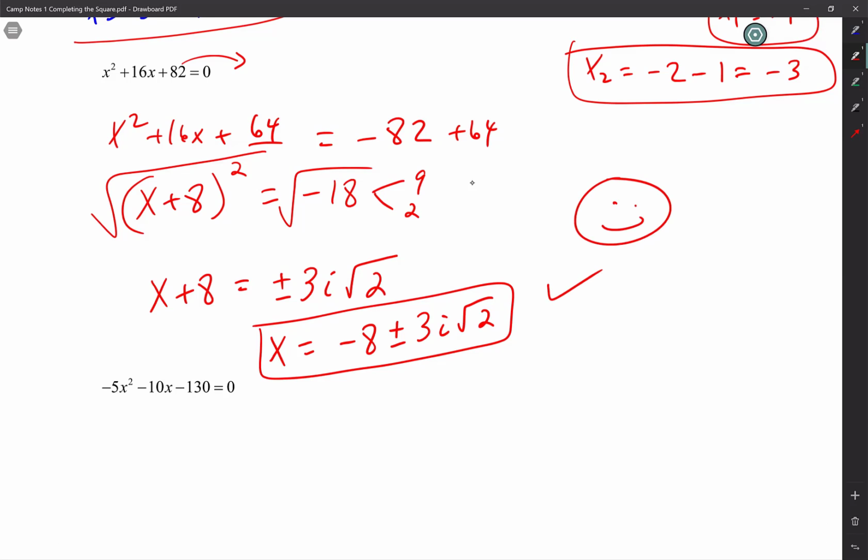I have a question. What's up? Could we leave it as plus or minus i square root of 18, or do we have to make it smaller? No, I think Delta Math would accept square root of 18.